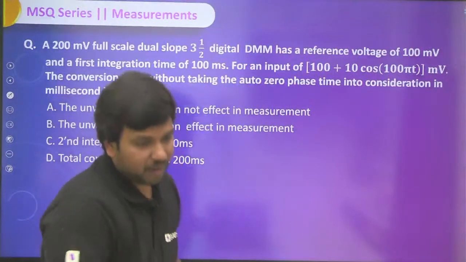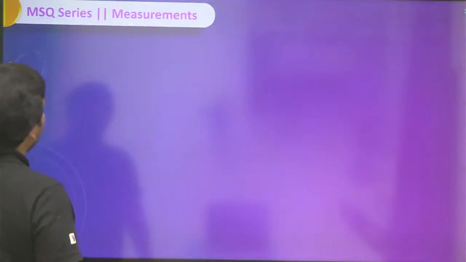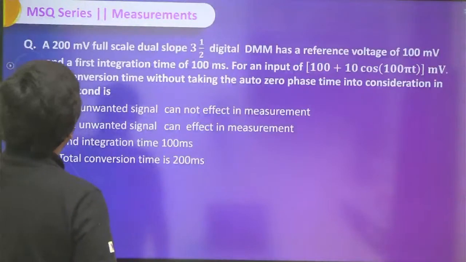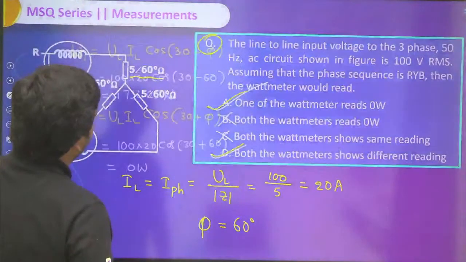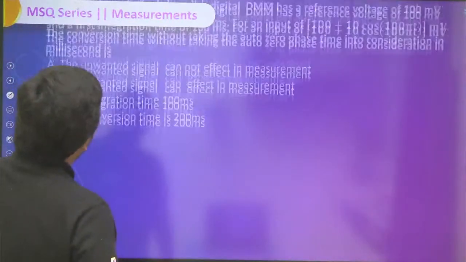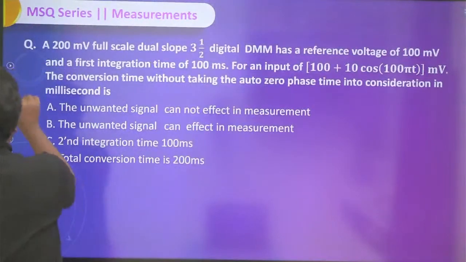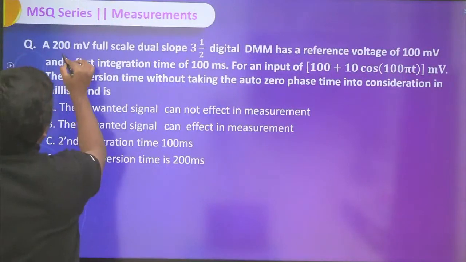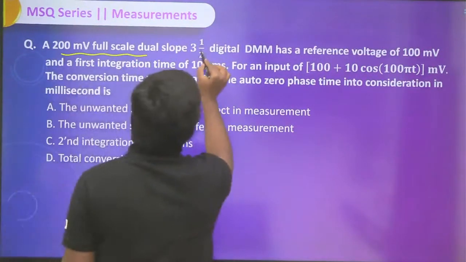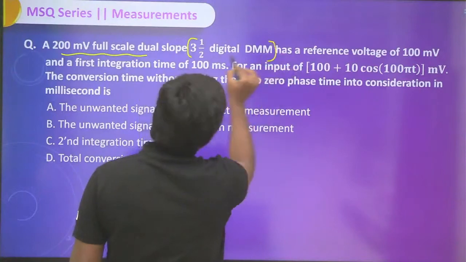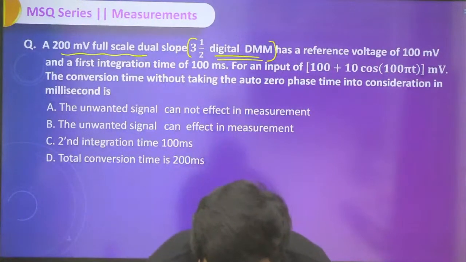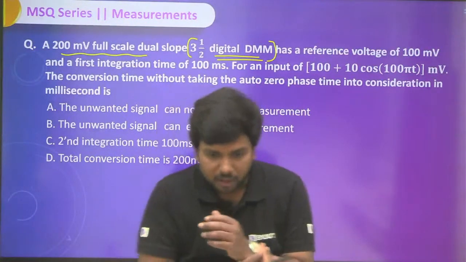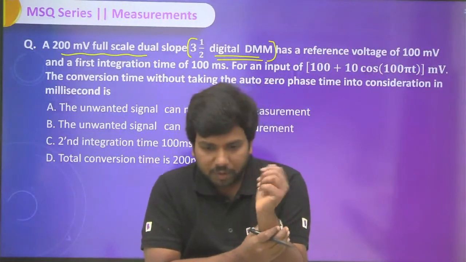Right. Now this question, can anybody answer this question first? I think one more question is there somewhere, I missed it. Right, that is missing from the bridges. Fine, this is a good question. Look at this. A 200 millivolt full scale dual slope 3.5 digit DMM, that means, of course, this is the digital multimeter only. Shobin Kumar, yes sir, we have to prepare for any questions.